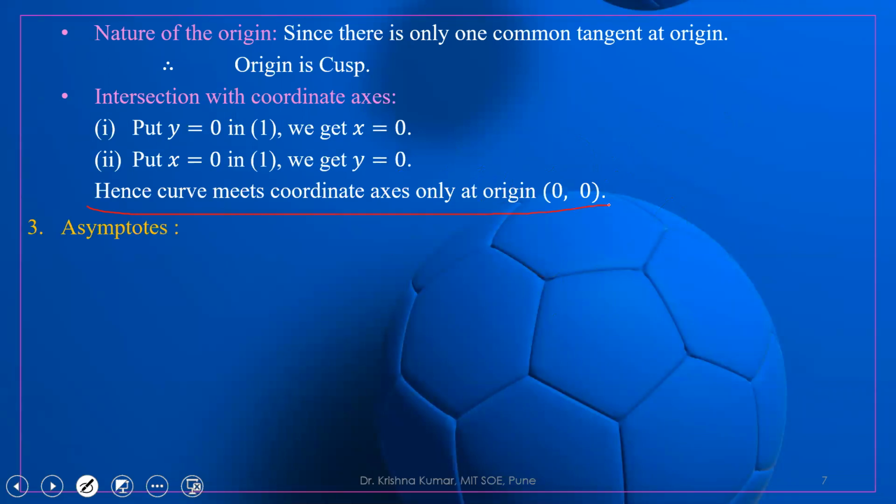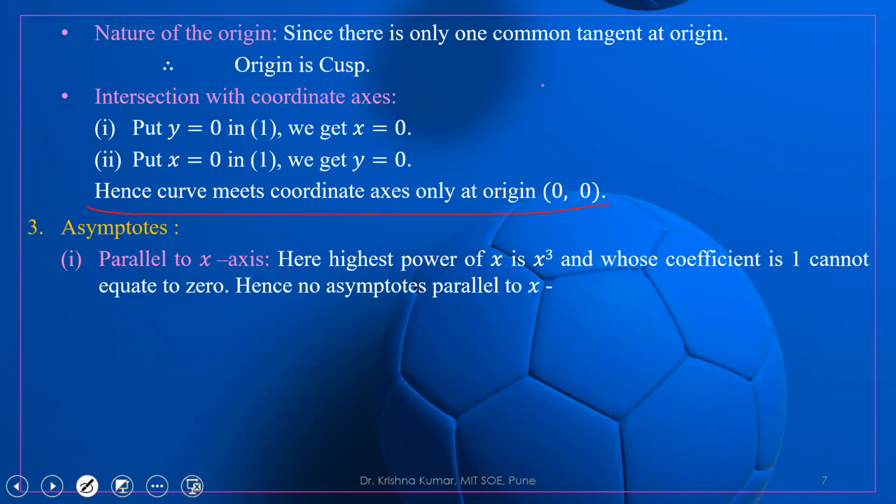Let us come to the third point, asymptotes. There are three types of asymptotes. First, parallel to the x-axis. So here, what is the highest power of x? Let us write the equation: y square times 2a minus x equal to x cube. This is the equation. What is the highest power of x? It is x cube. And what is the coefficient of x cube? It is 1. So 1 cannot be equated to 0. Hence, no asymptote parallel to the x-axis.